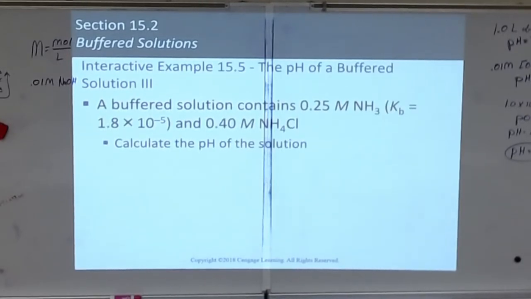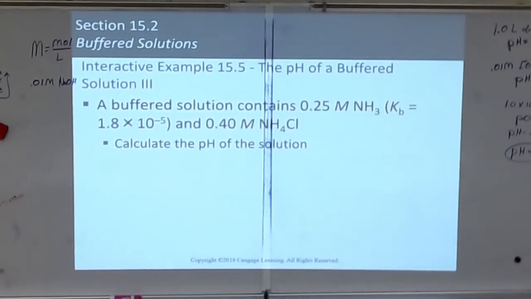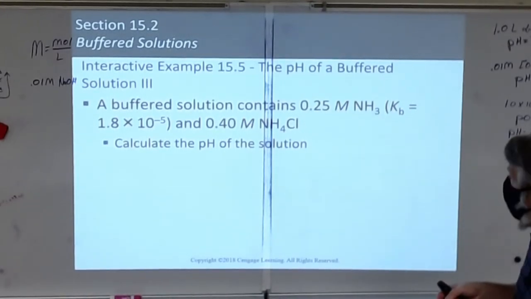All right, so we have a buffered solution that contains 0.25 molar ammonia with a Kb of 1.8 times 10 to the minus fifth and 0.4 molar ammonium chloride. So calculate the pH of this. First thing I want you to think about is who are going to be my major players? Always going to be what? Water.